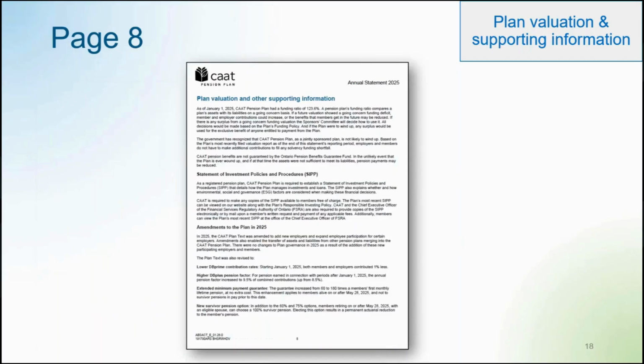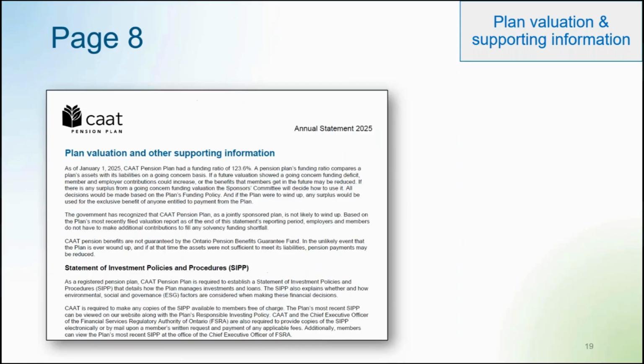The final pages of the statement include information about the valuation of the plan, required disclosure about the plan's statement of investment policies and procedures, or the SIP, and a description of the amendments to the plan made in 2025. The upper section of page 8 describes the plan's funded status as of January 1st, 2025. The last two paragraphs provide information about the plan's investment policy and how any member can view the SIP on the CAT website.